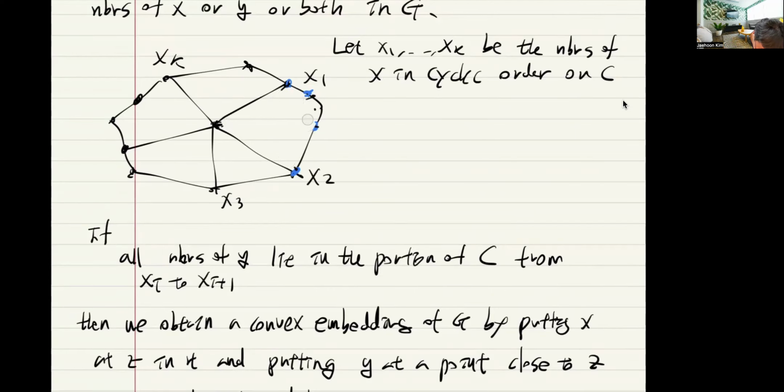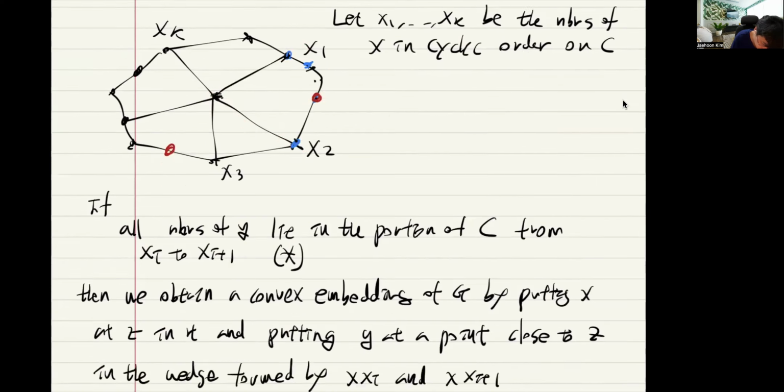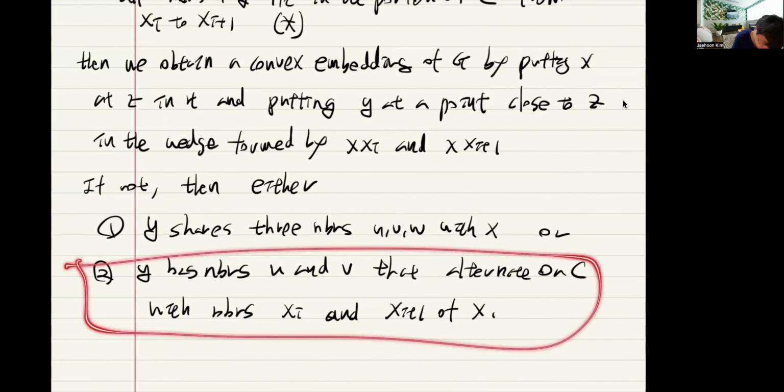So what? If the star does not hold, then what? Y has at least two neighbors, say one in this region, then another one in the other region, say here. Then this and this alternate so that the second one holds.